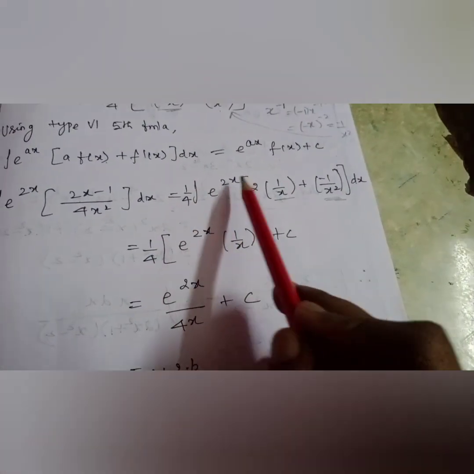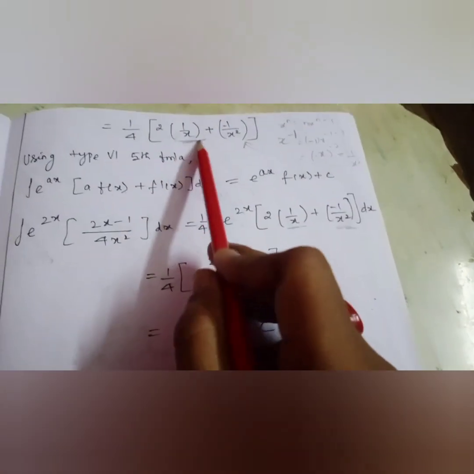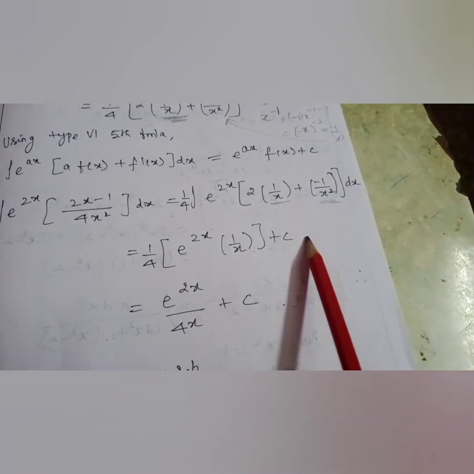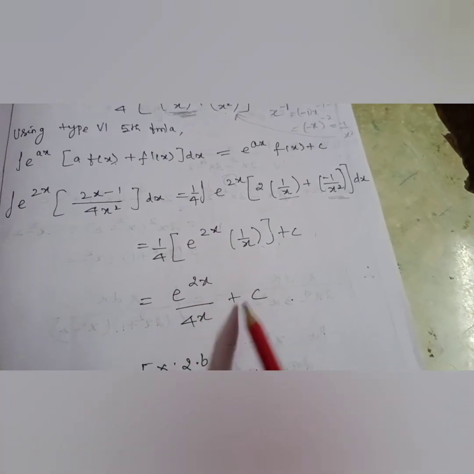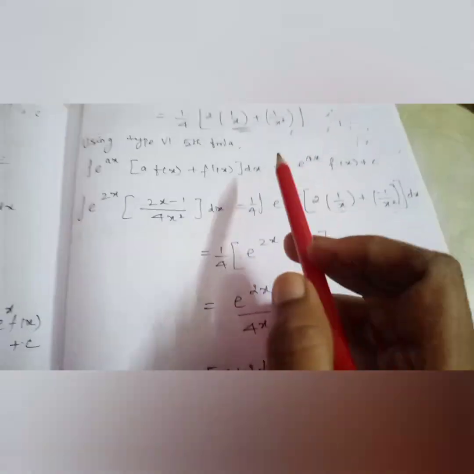So e power, what is my a here? 2. So e power 2x into f of x. What is my f of x? 1 by x. So I am substituting 1 by x plus c. Now I can write this as e power 2x divided by 4x plus c. Okay. So we have to bring this to this format.